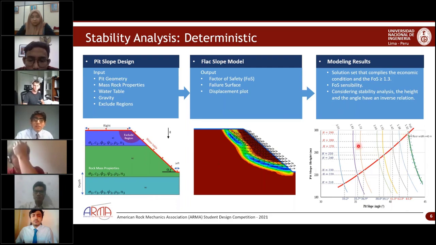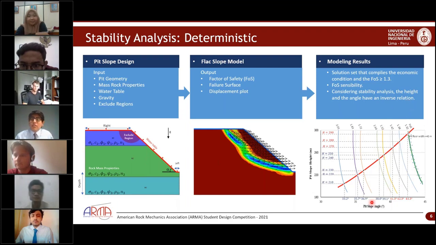This figure shows the results of the analysis where the economic envelope is also plotted. The intersection of the economic envelope with the different factor of safety curves represents a possible answer to the problem. And from this figure, the maximum pit height is 290 meters with a slope angle of 43.3 degrees.